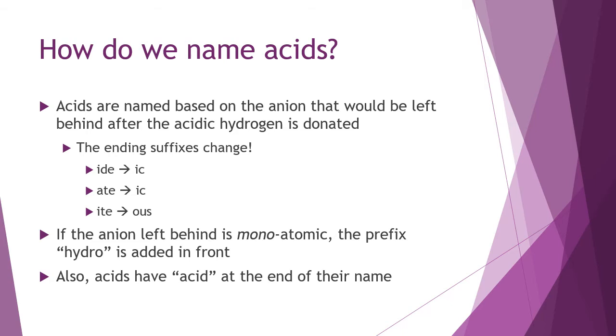If the anion that is left behind after the hydrogen or hydrogens are donated is a monoatomic anion, aka an anion that is found on the periodic table, then the prefix hydro- is placed in front in order to help indicate this. And finally, all acids will have "acid" at the end of their name in order to help indicate that they are, in fact, acids.